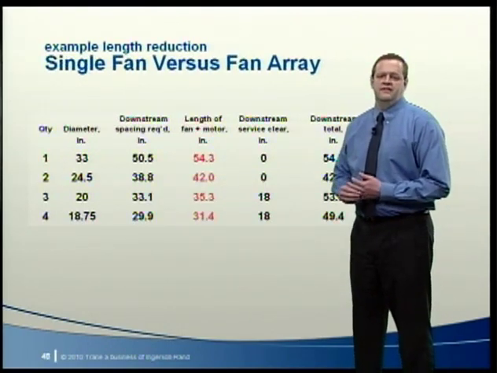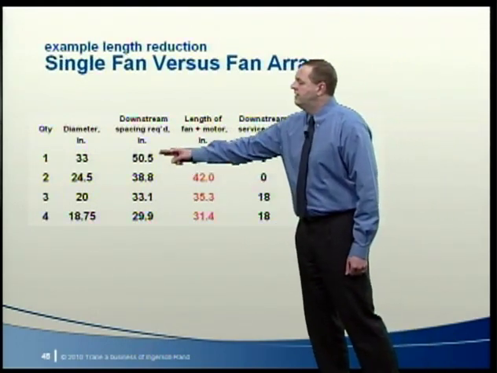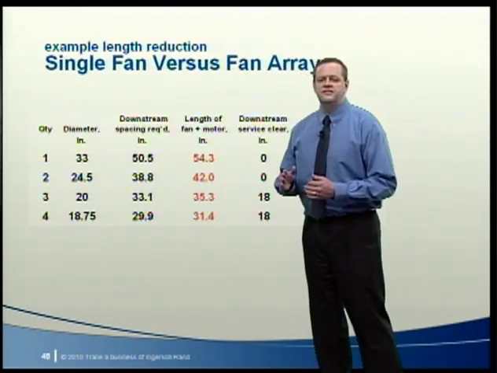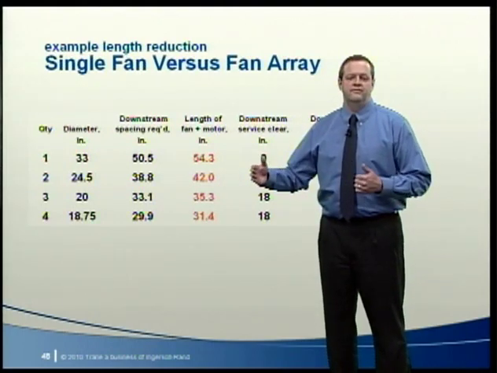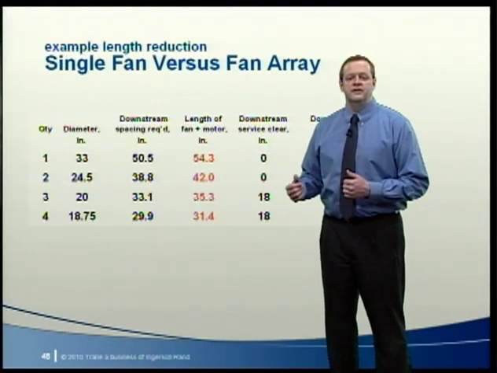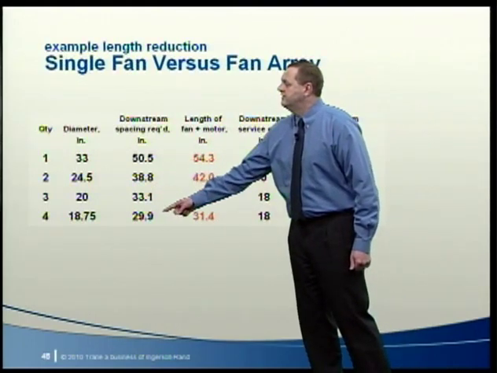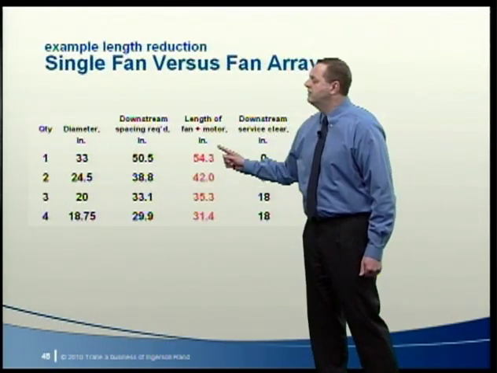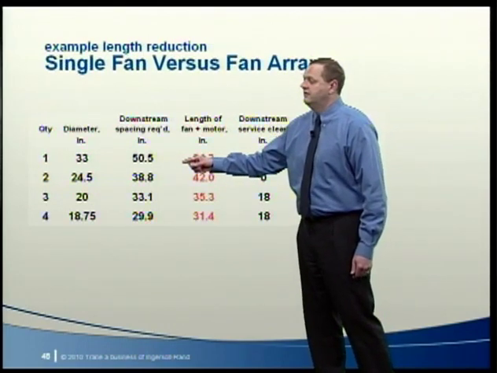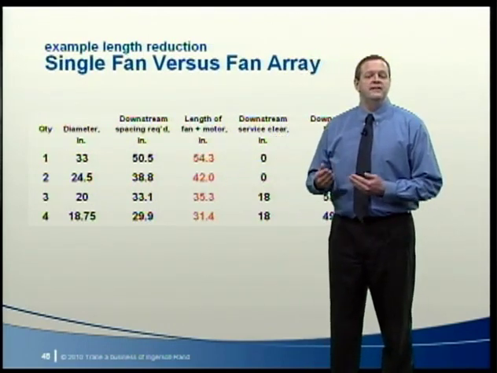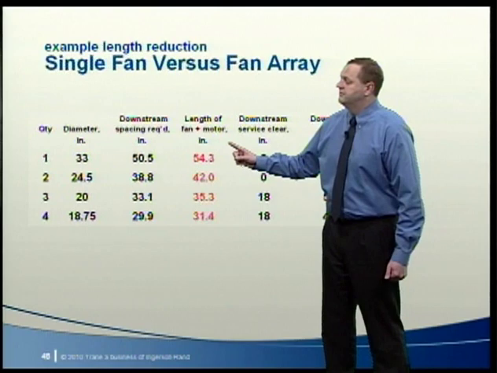Let's look at the downstream side of the fan. With a single fan wheel, the minimum spacing required downstream is about 51 inches. This is the distance from the inlet to the leading edge of the impeller, plus any downstream spacing required for airflow. Similar to upstream, as the number of fan wheels increases, this required downstream spacing decreases. But notice that the length of the fan plus motor, the direct drive motor mounted at the end of the shaft, is longer than the downstream spacing required. So for this example, the downstream spacing for airflow distribution is not the limiting factor. It's the length of the fan plus motor.